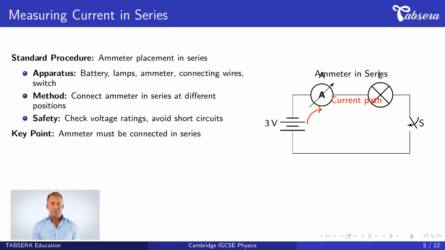The diagram shows the ammeter connected in series, allowing current to flow through it. Notice the red arrow indicating the current path through all components, including the ammeter.